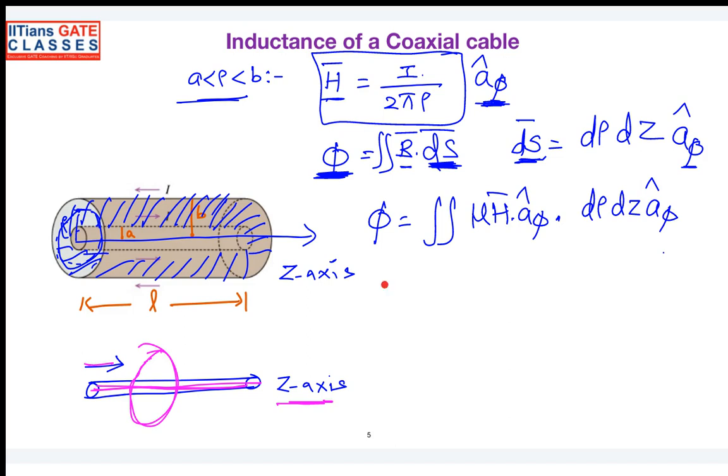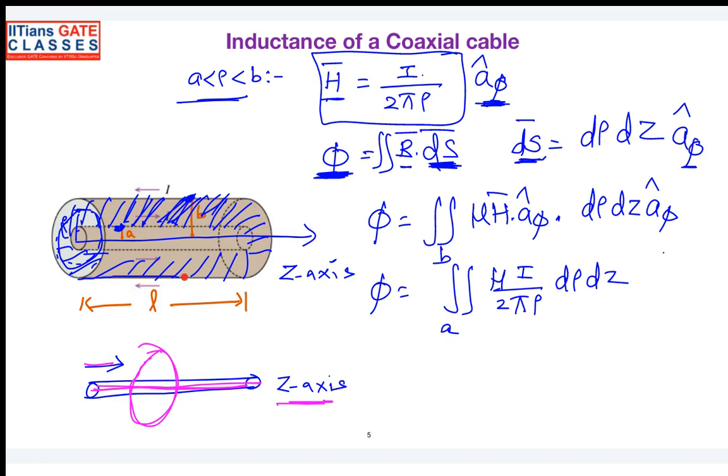Simplify that. Mu H is nothing but I by 2 pi rho, d rho dz. You can see here, in this particular area, rho is varying from this point to this point. So this is nothing but A to B. Rho is varying from A to B, and on the z axis you are moving along the entire length of the coaxial cable, so along the z direction you can integrate from 0 to L. So you can simplify that. What are you going to get?